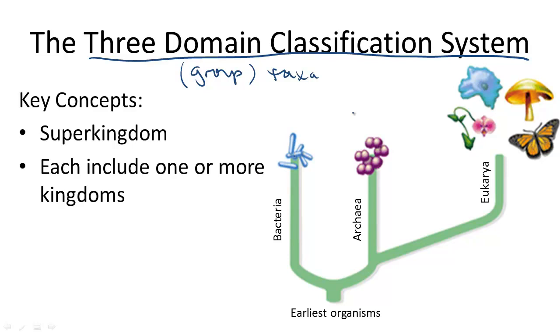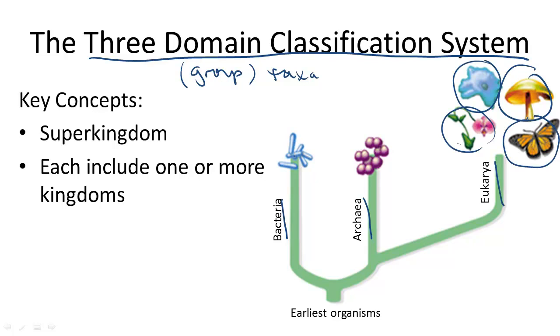each domain includes one or more kingdoms. Bacteria has its own kingdom, and archaea, or archaea bacteria, also has its own kingdom. And then all eukaryotic organisms are organized into also one domain. But there are four different kingdoms under this domain.